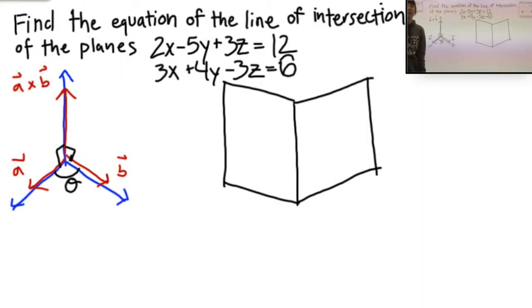This week for Calc 2, we're going to be talking about the line of intersection of planes. In order to find the line of intersection, we're going to have to take a cross product. So let's look at what that is first, graphically.